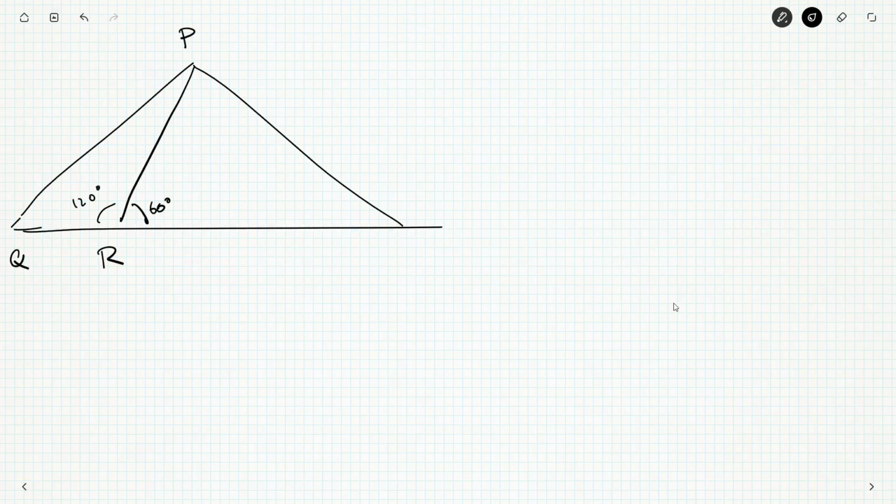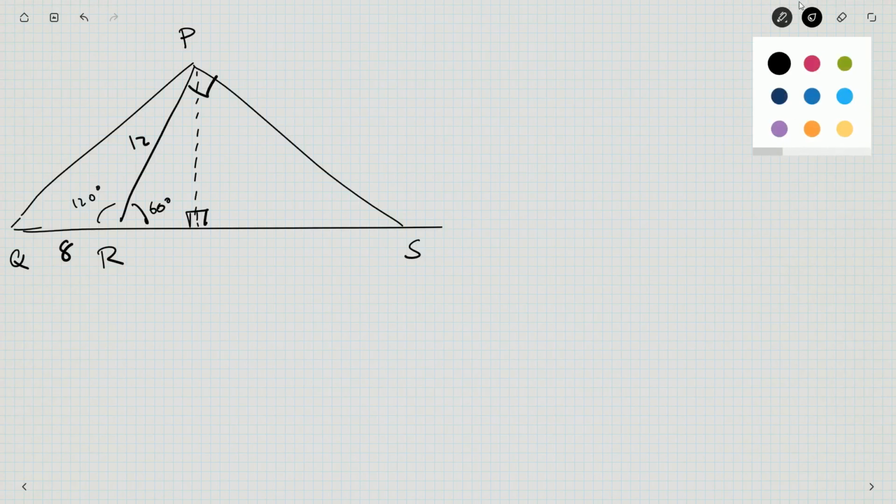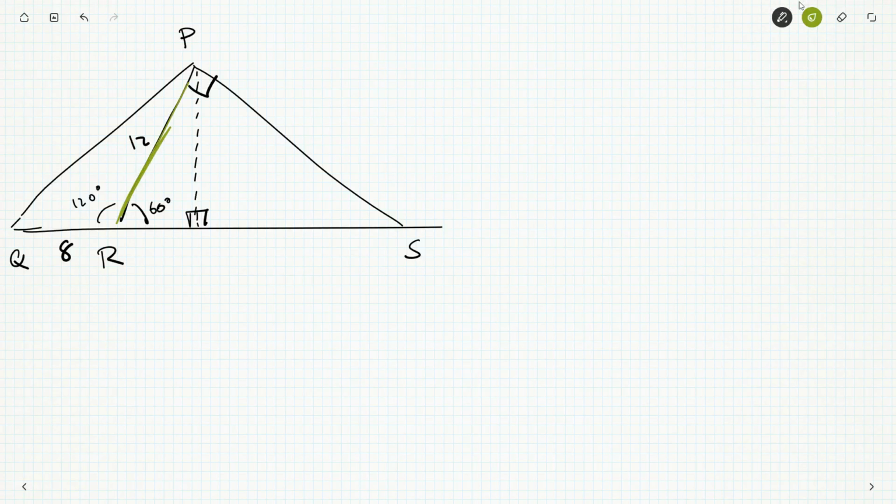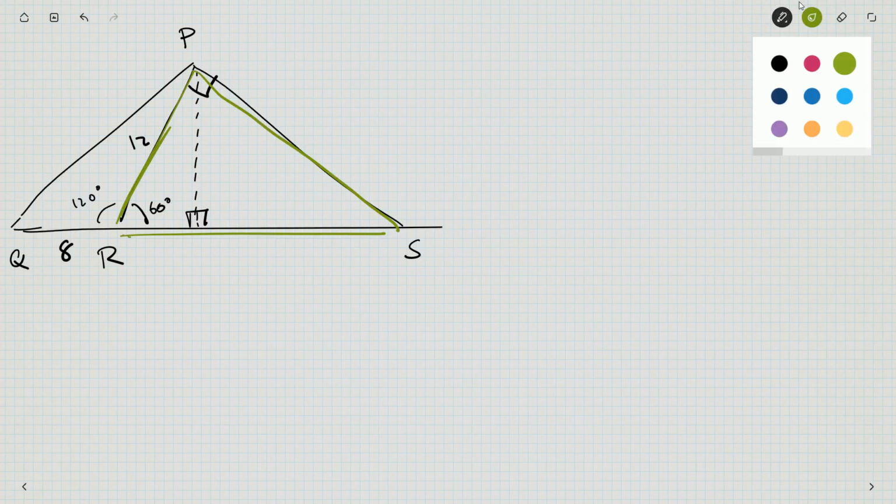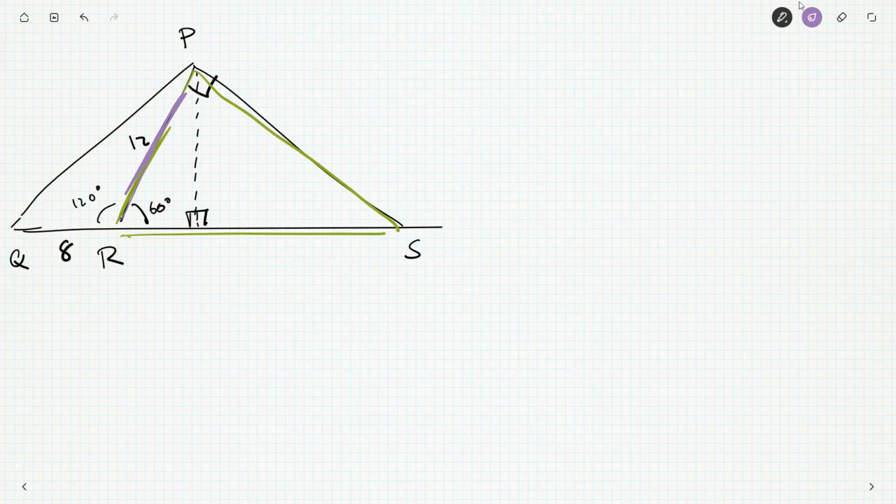So PQRS. We've got 8 here, and we've got a right angle triangle and 12 here. I'm going to drop a perpendicular here, and we actually have 2 triangles. I'll highlight them in green here. So the green triangle and the purple triangle. If you wanted to, you could name this point T or something.